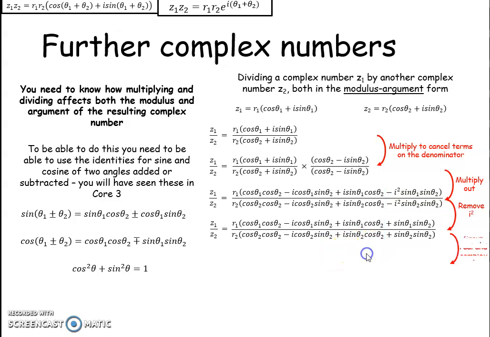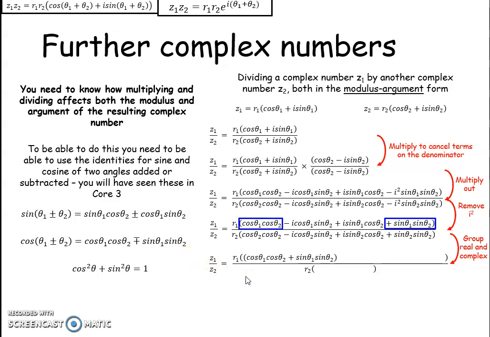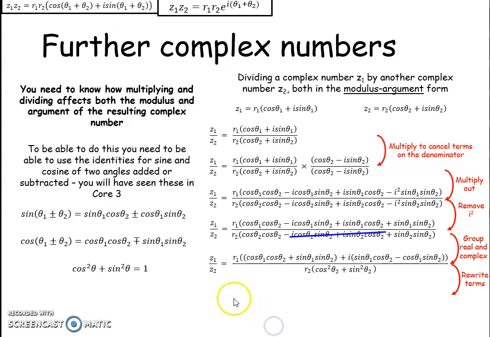Now come to the next. Next we group the real and imaginary parts. So cos theta 1 cos theta 2 plus sin theta 1 sin theta 2, and with i we get cos theta 1 cos theta 2 plus i sin theta 1 sin theta 2, and the denominator we get this one. These two cancel, so it is cos squared theta 2 plus sin squared theta 2.